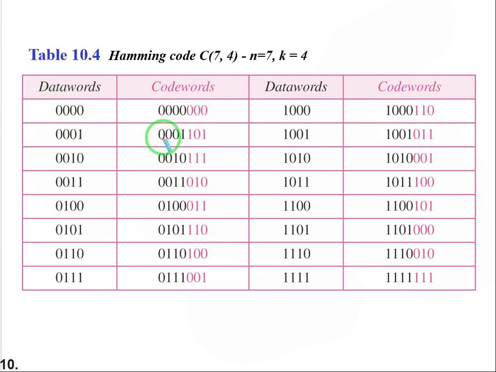So how many 1s: 1 2, 1 2 3, 1 2 3 4, then 1 2 3 4. So we have a number of code words here, and how many code words do we have? 1 2 3 4 5 6 7 8, 16. So we have 16 code words. In the 16 code words we have some useful code words and some useless code words. Basically from these 3 bits, 2 raised to the power 3, we have 8 extra code words. So maybe some will be useful and some will not be useful.